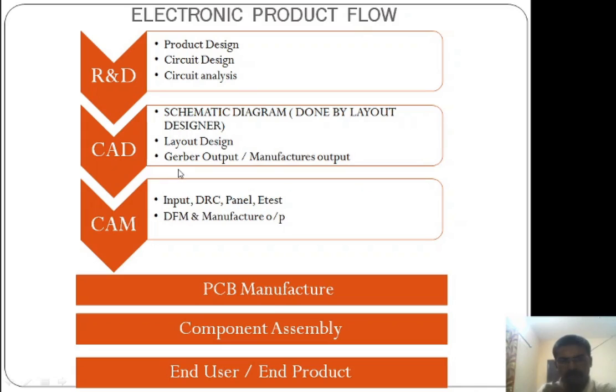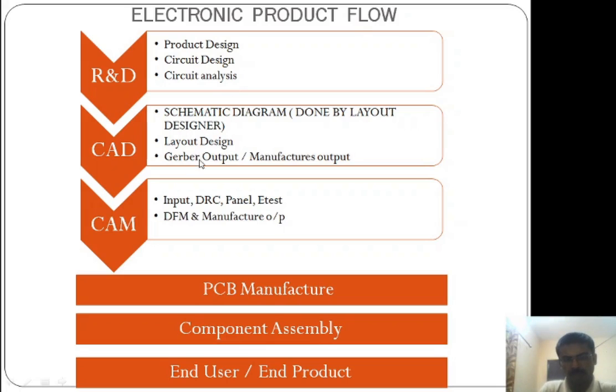So here what happens, the schematic diagram has already been designed. The circuit has been designed in the product design part, that is the circuit design and analysis part. From this, they capture the circuit in a schematic entry tool. So it is done by the layout engineer only. He will draw whatever schematic is done here, the circuit, they will write here. Then after that, the layout has been designed. I will tell you the difference between schematic and layout in the coming slides.